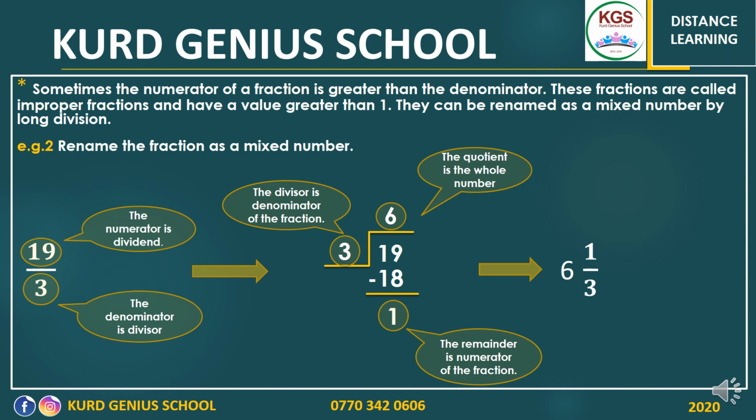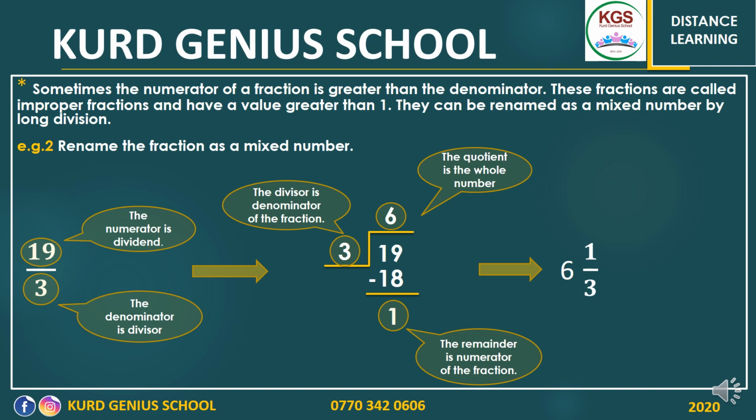So 19 divided by 3, we should find a multiple of 3 which is very close to 19. 6 times 3 is 18. So 19 divided by 3 is 6. 6 multiplied by 3, 18. 19 minus 18 is 1.